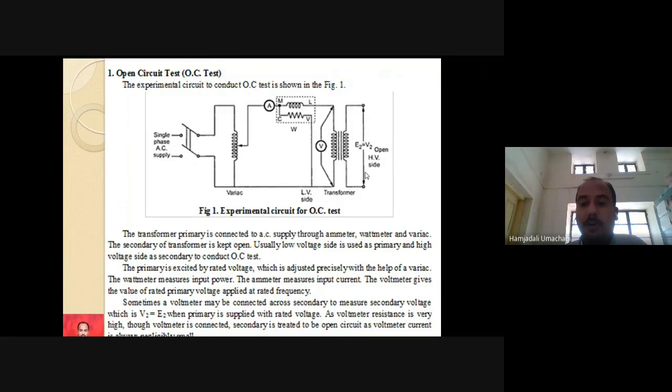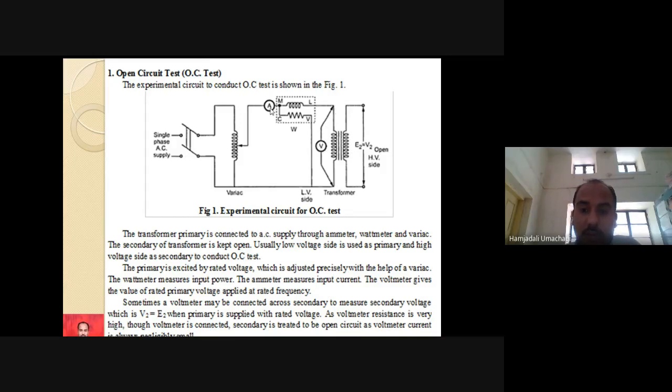is completely open. If there is no load, then the current I2 is almost zero. If current I2 is zero, then there will be no copper loss. Whatever losses there are will simply be iron losses. So this wattmeter will read iron losses or constant loss, and this voltmeter will read the no load voltage V0.